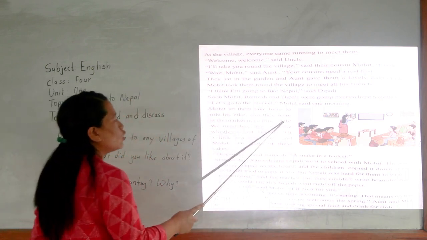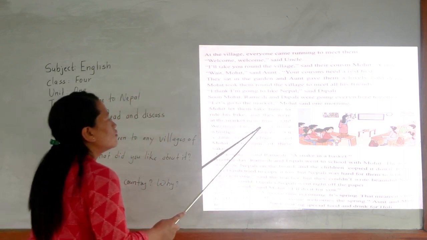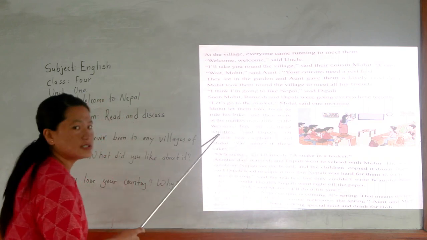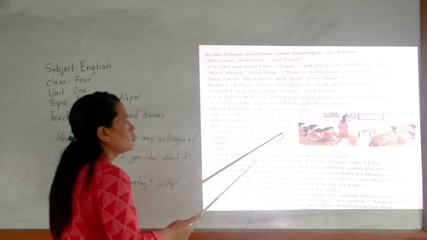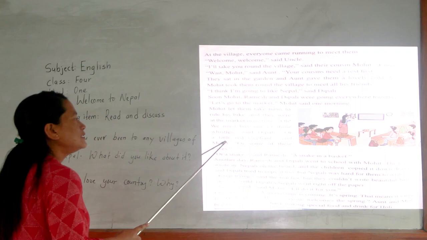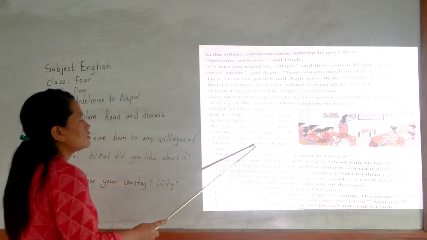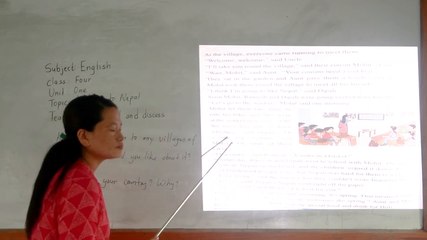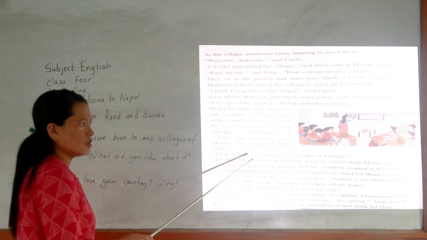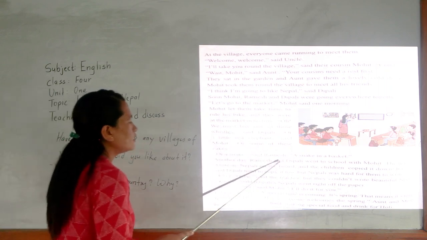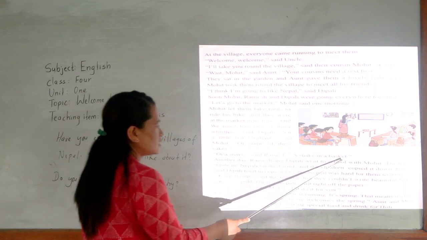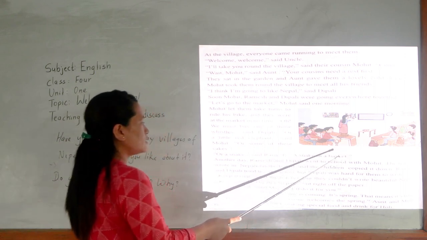Stay with me, okay? Oh, we must buy one of those, said Dipali. Or a little red elephant, said Mohit. Or some of this cake. Or a snake. The snake, yes, said Ramesh. A snake in a basket. Is that a real snake?